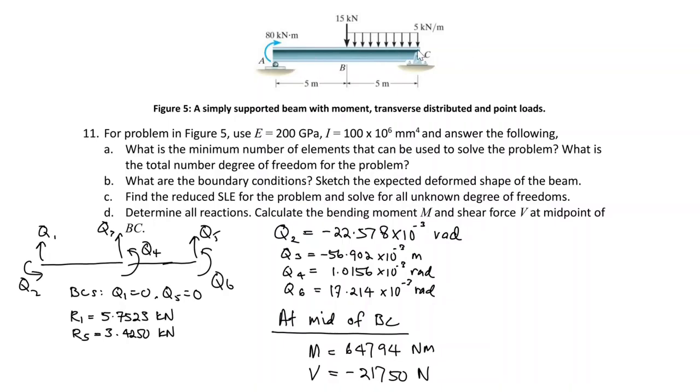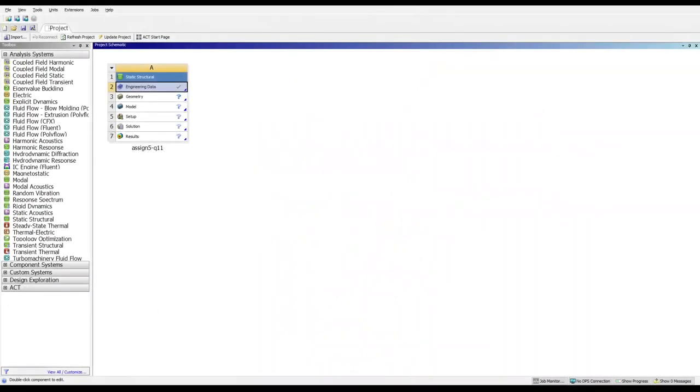Let's go back to the workbench, and once you are done with the engineering data, you see that there's a tick mark here. This one still needs to be defined. So highlight that one, click the geometry, and you can double click, and it will try to open up.